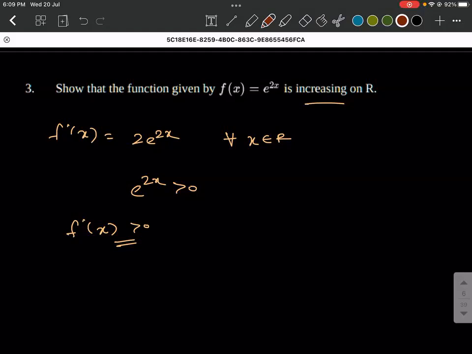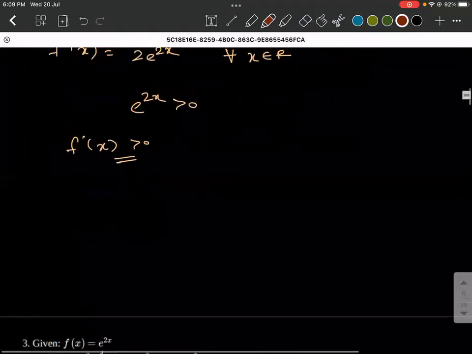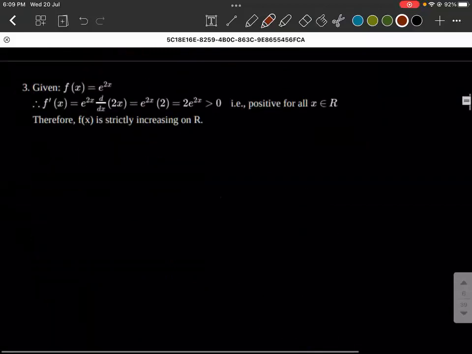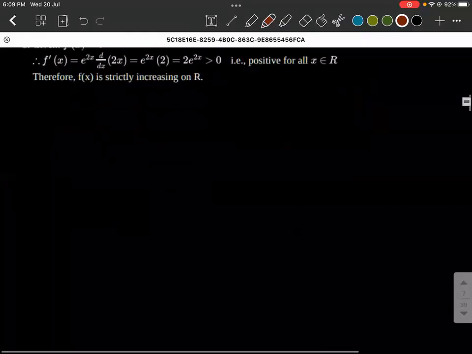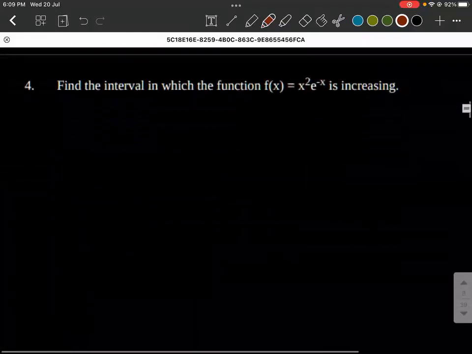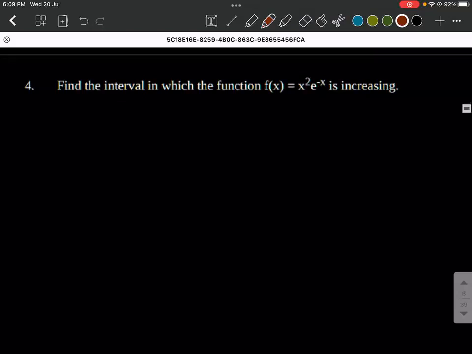Minus infinity. Left hand side. Find the interval in which f of x is equal to x square into e power minus x is increasing. So here increasing, greater than or equal to is what you can use. Do it fast.